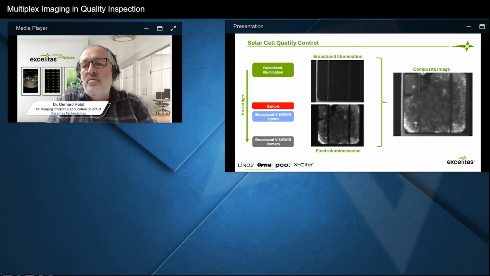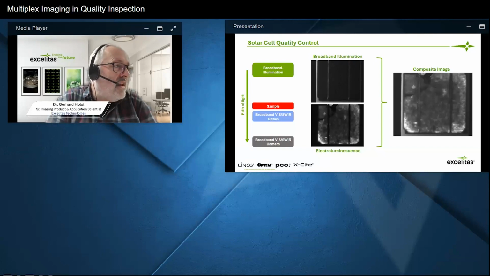And the areas that do not show electroluminescence, they are dead. And this means, in turn, they do not produce or generate any current if sunshine or if sunlight is falling onto them. Therefore, it's a good method to do quality control in solar cell manufacturing.